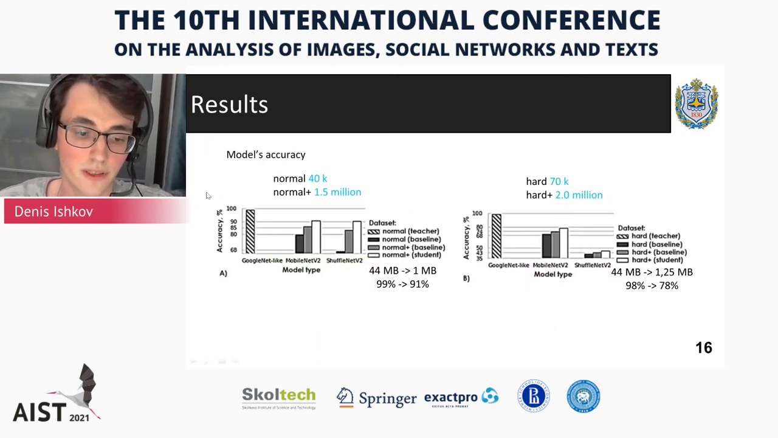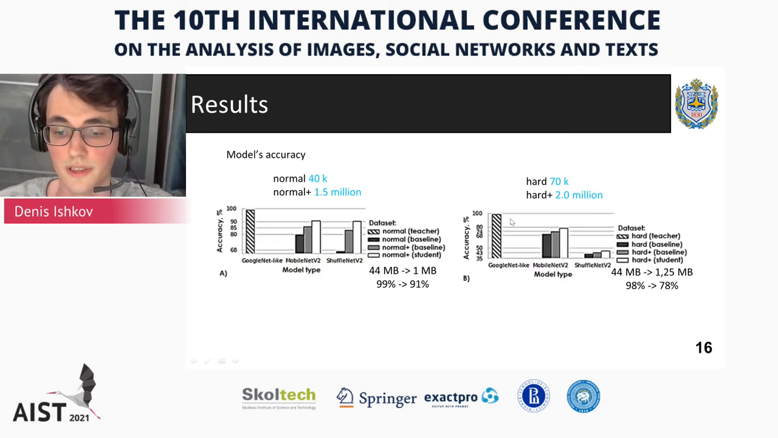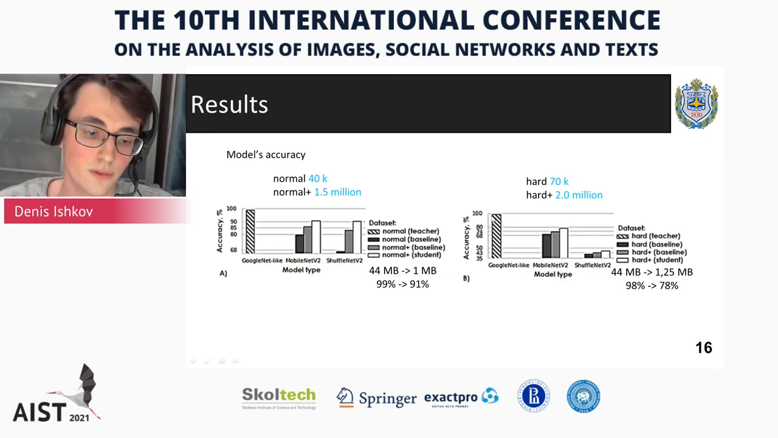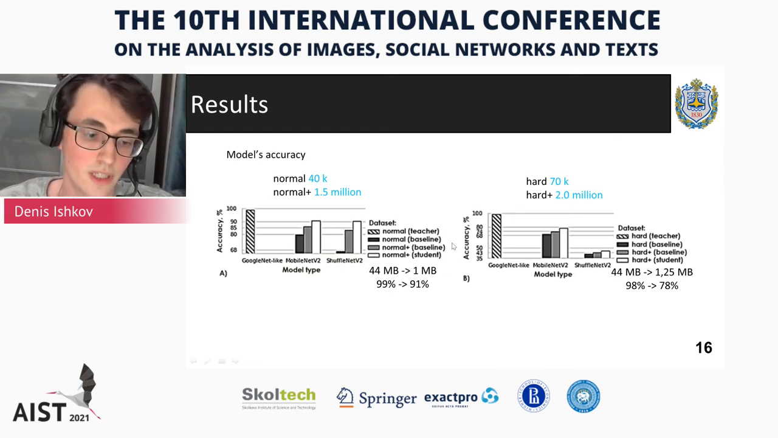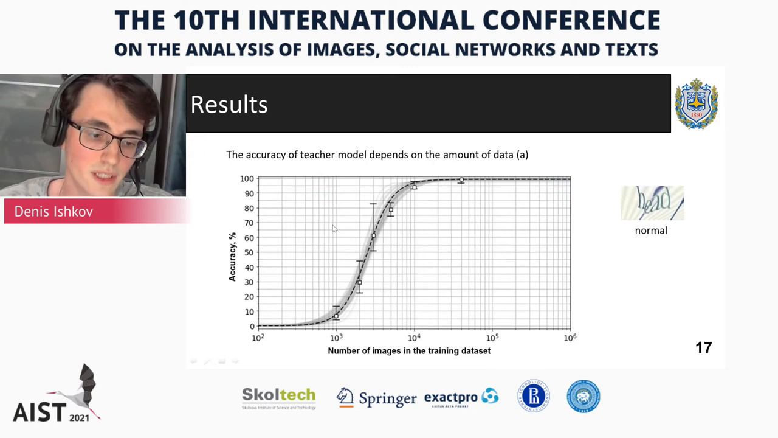According to the results, it can be seen that the teacher model reaches a quality of about 99% on the normal format and 98% on the hard format CAPTCHA. Lightweight models trained according to the previously described method lose to the teacher by 10% and by 20% respectively. At the same time, training with this additional term in the loss function helps to increase the accuracy of the model by a visible margin. The size of the training sample affects the final quality of the model, which is quite intuitive.